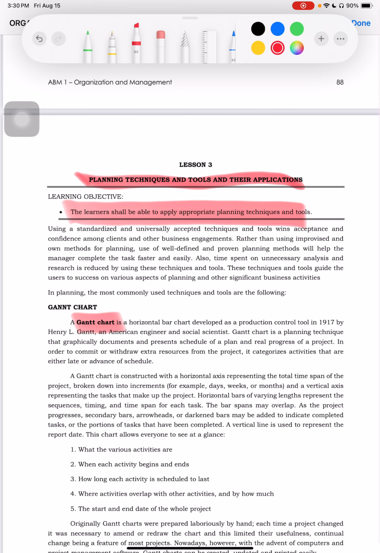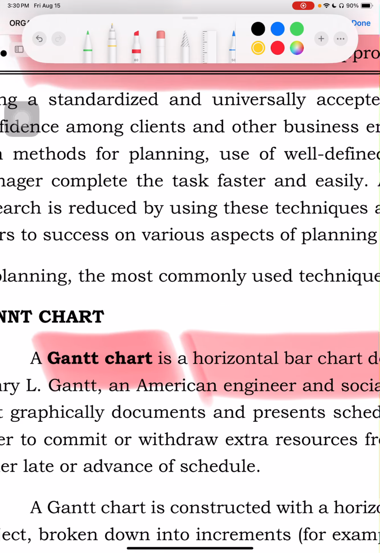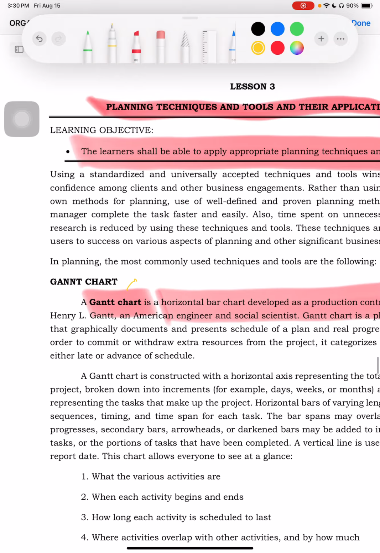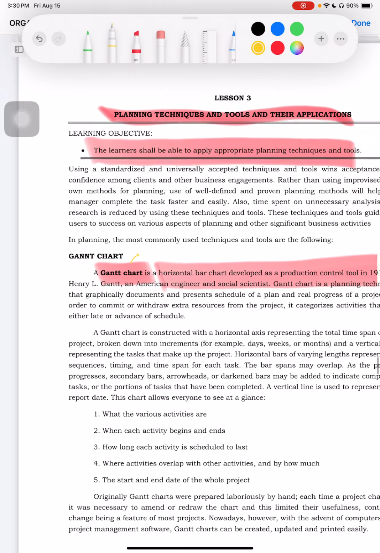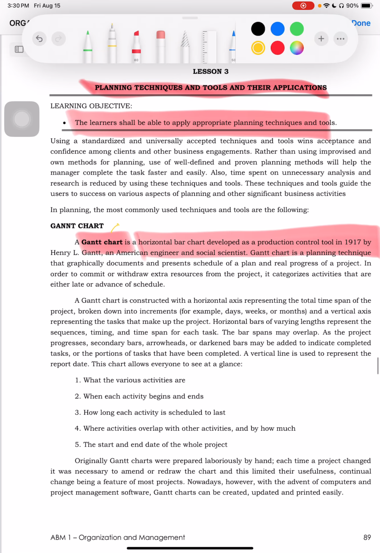The Gantt chart is a horizontal bar chart developed as a production tool in 1917. So Henry Gantt, I already explained that in the previous video, diba? That I let you see how a Gantt chart is done, unsa ang porma sa Gantt chart. Gantt chart is constructed horizontally, representing the time span of a project broken into increments.